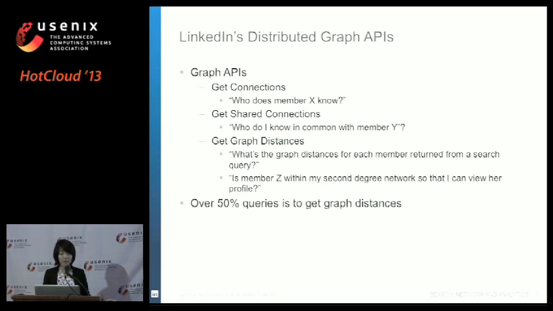The only thing I wanted to point out is that more than 50% of the queries to our backend distributed graph are to calculate the user's graph distance for a list of member IDs. And this list of member IDs can come from a search result page or a group membership page. So basically anywhere on LinkedIn that shows the distance icon, there is a graph distance query at the back end. So the scalability and the latency for this particular call is very critical for us.